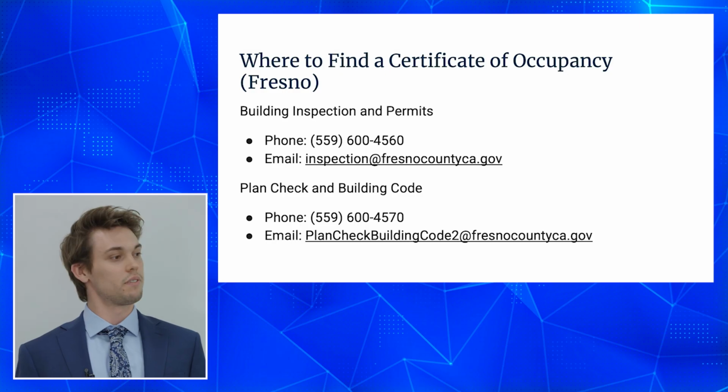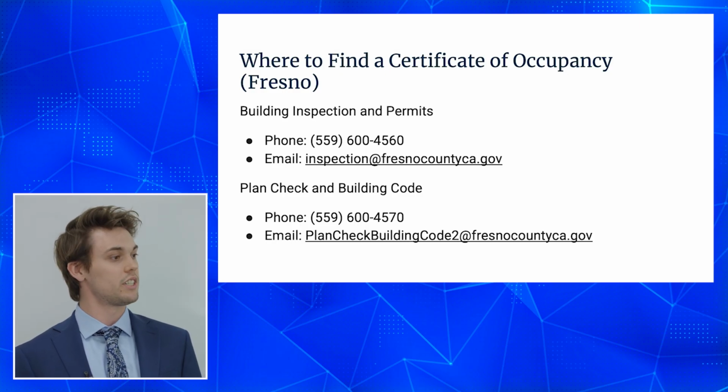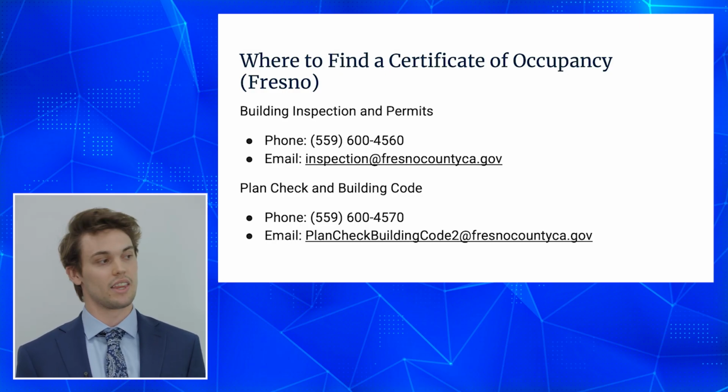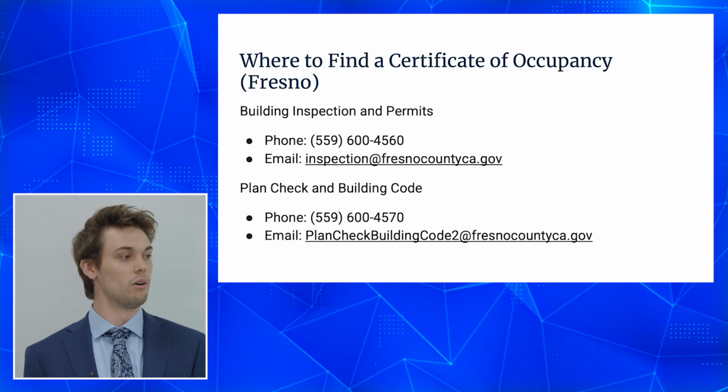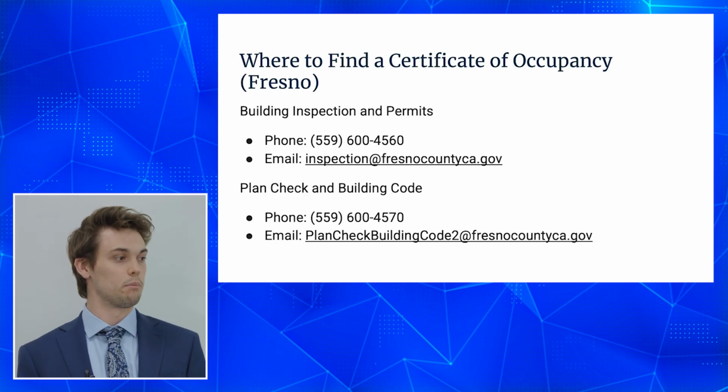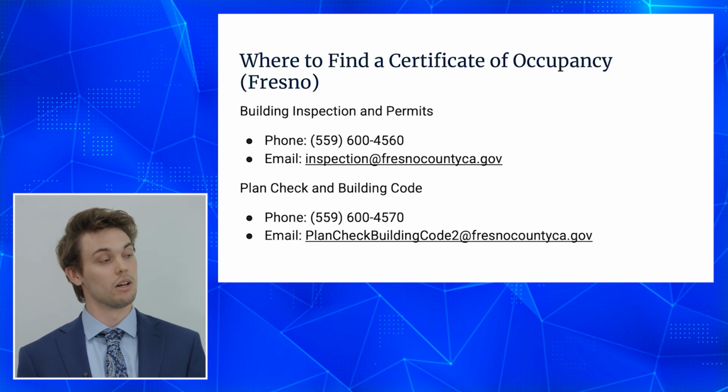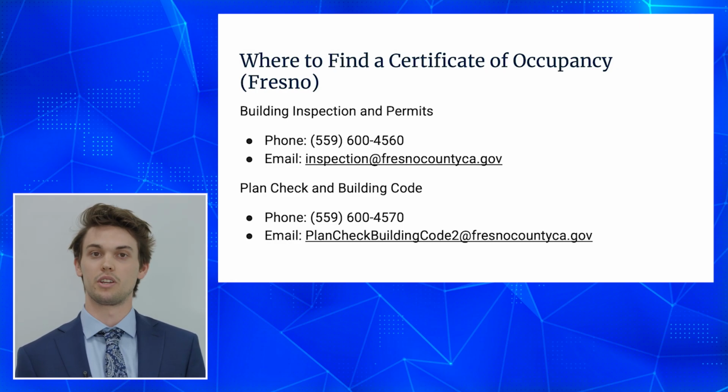If that's the case, you can contact the borough's Department of Buildings office to obtain a letter of no objection. To find a certificate of occupancy in New York, you could reach out to the building inspection and permits at that phone number or the email, or you can go to the plan, check, and building code at the phone number and email listed on the screen. When you reach out to them, they should be able to provide you with a certificate of occupancy for the building you are looking at.